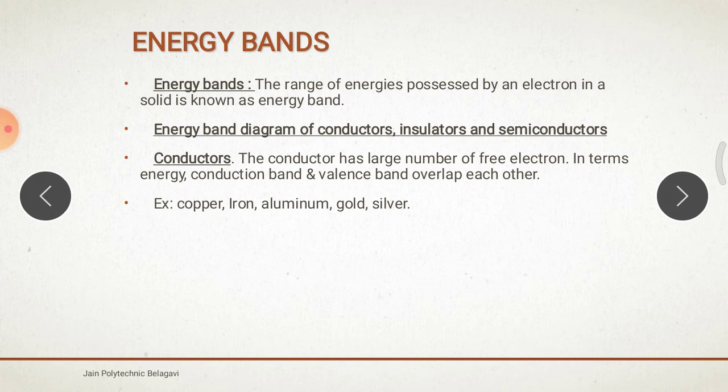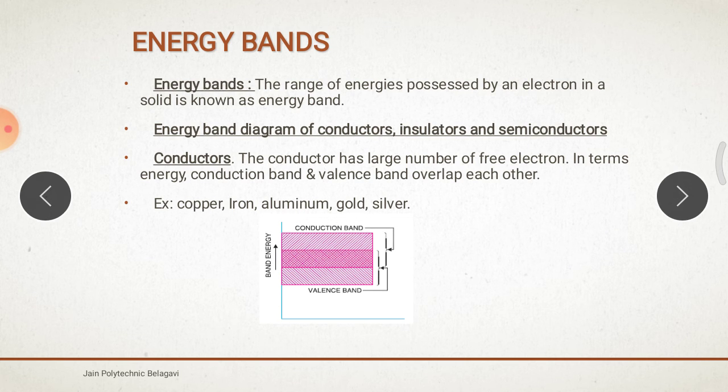Next, the energy band which separates the conduction band and the valence band is called the forbidden band or forbidden energy gap. I'll show the example first for conductors. See, this is the energy band diagram for conductors.